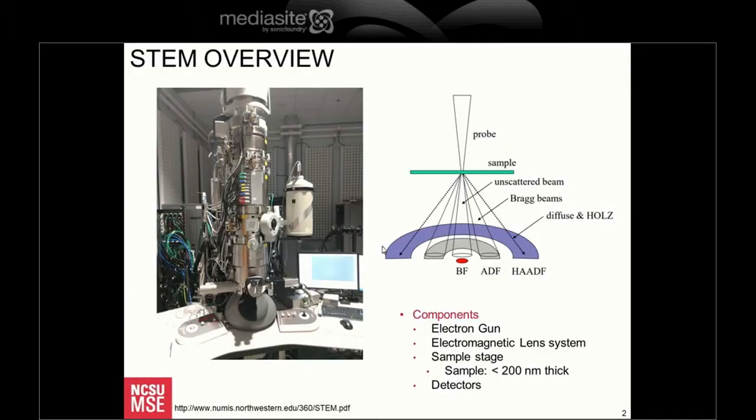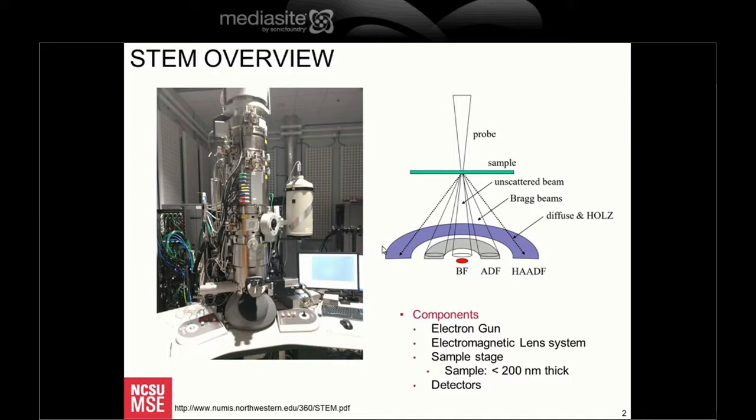For scanning transmission electron microscopy, or STEM, an electron beam is focused to a probe. This probe is then scanned over a sample in different scanning positions. The beam then interacts with the sample and is scattered, and a detector below the sample collects these scattered electrons and allows us to form our image.